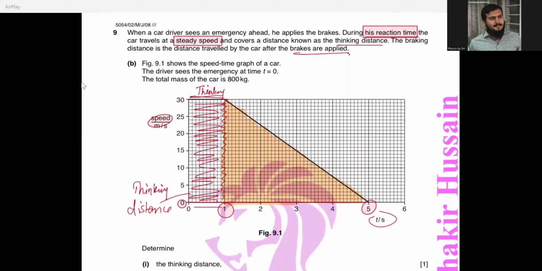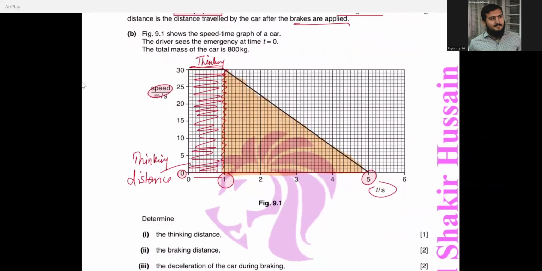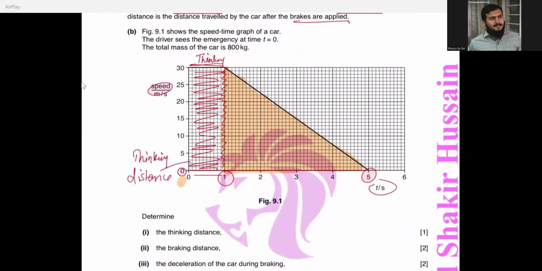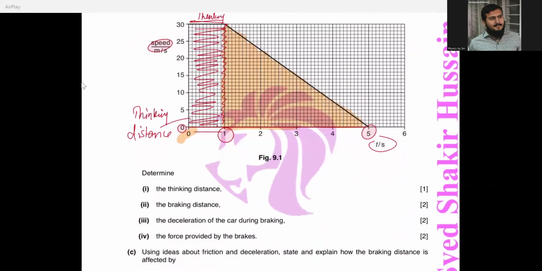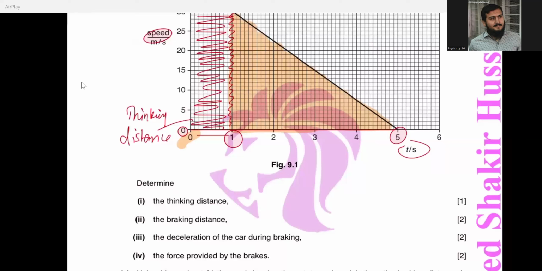ठीक हो गया? Now it is talking about the speed time graph of the car. The driver sees the emergency at t equals 0. The total mass of the car is given as 800 kg. Now, determine the thinking distance. It would be simply 1 second into 30 meters per second. So thinking distance is equal to area, that's 1 into 30, that's equal to 30 meters, right? Yes or no?